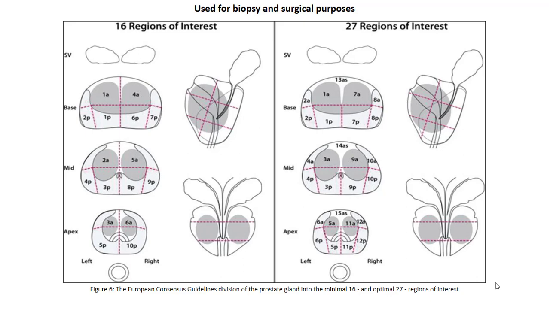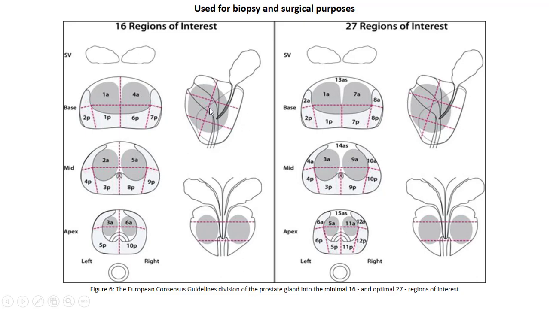I don't want you to get too nervous about this picture because I'm not going to expect you to know the 16 or 27 regions of interest for the prostate. But I wanted to show you how similar it is to the liver and that they will divide the prostate up into segments or sections. In this case, they call it regions of interest for biopsy and surgical purposes. And then I also believe in treatment and planning purposes as well. They use it for that. So you'll see how they take the prostate and axially, sagittally, and coronally divide up the prostate into several areas.